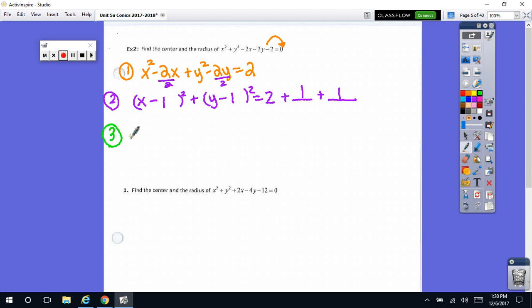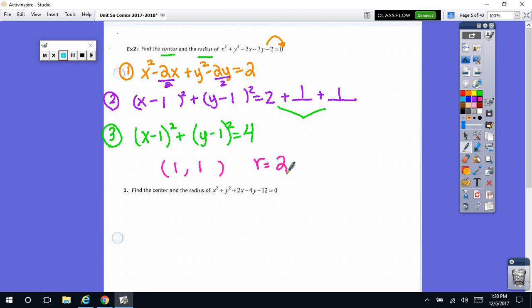Third step, clean it up. My first bubble, my second bubble, add these together, and there's your form that you can pull the center and the radius out of, because again, that is our goal. Pull the center and the radius out. Now that we know what it actually looks like, +1, +1, and a radius of square root of 4, which is 2.